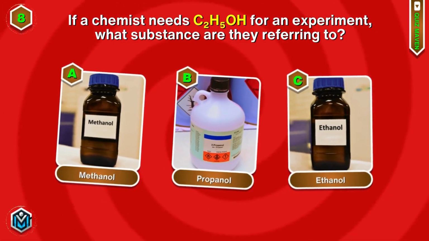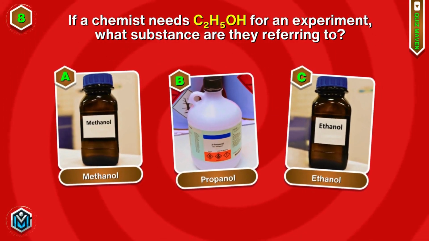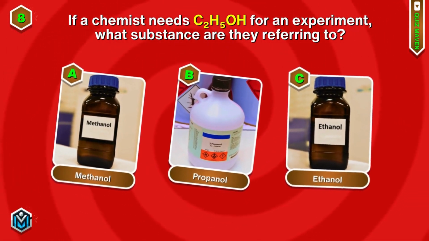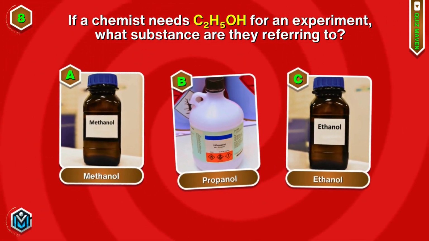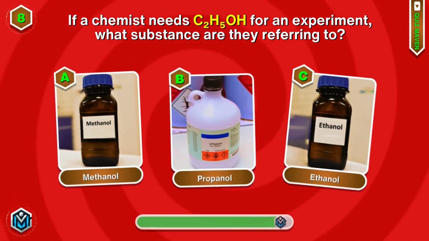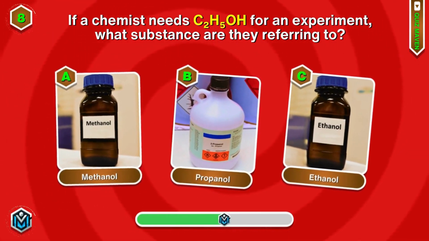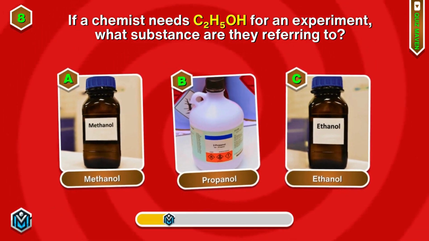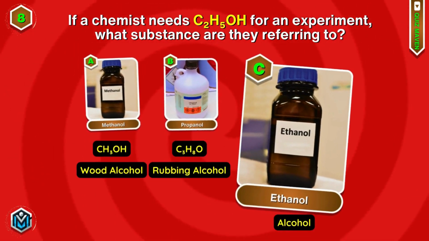If a chemist needs C2H5OH for an experiment, what substance are they referring to? Methanol, propanol, or ethanol? Ethanol.